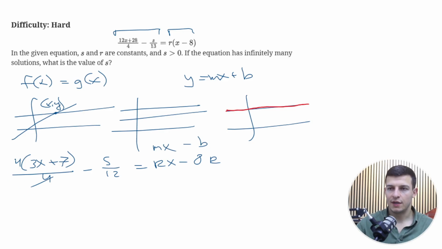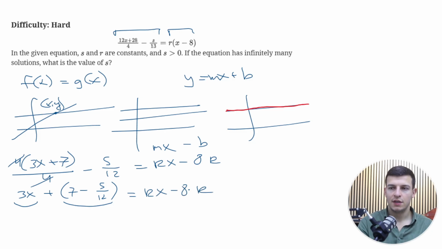The 4 will cancel out. So you'll have 3x plus 7 minus s over 12. Now, why did I put a bracket here? Because, again, it represents mx and b. And we have Rx minus 8R. So we have two linear equations. And as we said at the beginning, their m's should be the same and their b's should be the same. So for this to have the same m, R needs to be equal to 3. Why? Because the coefficient of 3x is 3. So this one should match that. So R has to be 3.